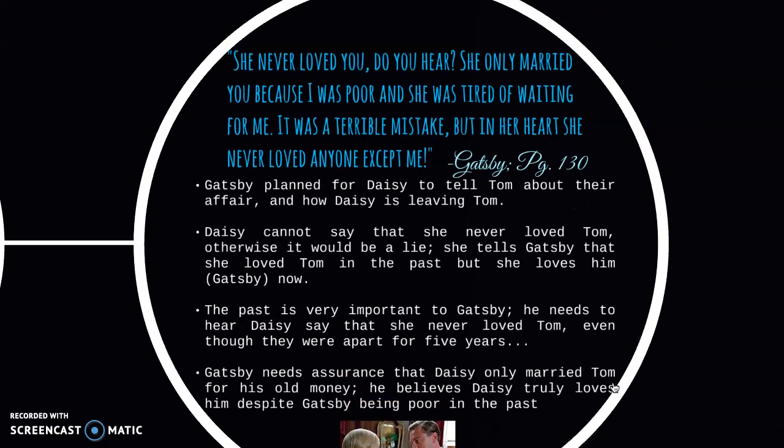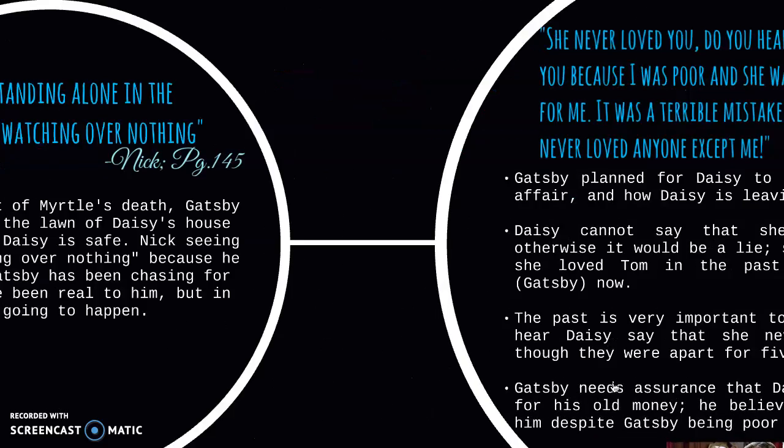Another important quote, "She never loved you. Do you hear? She only married you because I was poor and she was tired of waiting for me. It was a terrible mistake, but in her heart, she never loved anyone but me." Gatsby planned for Daisy to tell Tom about their affair and how Daisy was going to leave Tom, but Daisy can't say that. She can't say she never loved Tom because it would be a lie. She loves Gatsby, but she also loves Tom, and this is important for Gatsby because he realizes that it's less about love for Daisy and it's more about the monetary benefit.